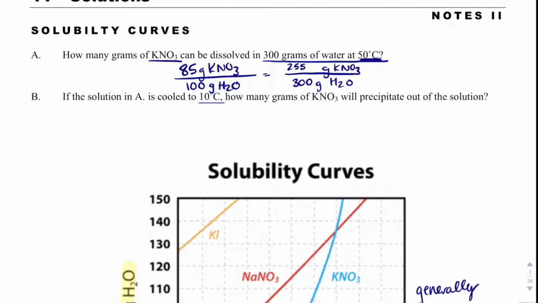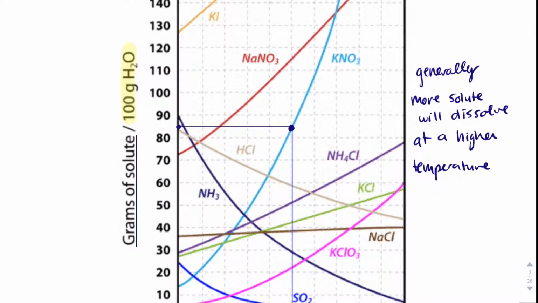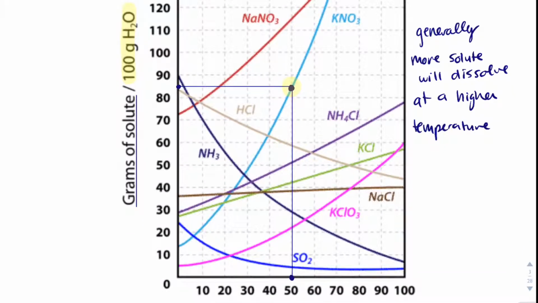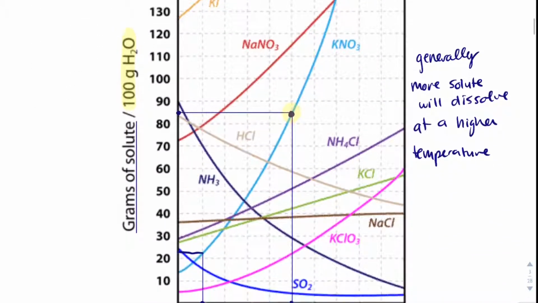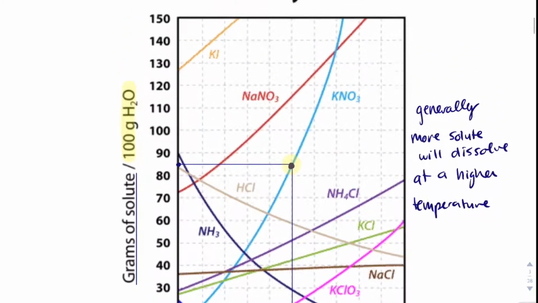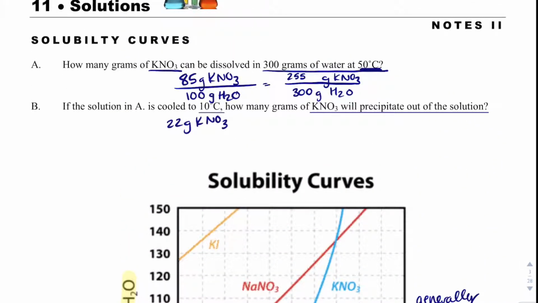Okay, so let's say we take that solution and we cool it to 10 degrees Celsius. It wants to know how many grams of potassium nitrate will precipitate out of the solution. What that means is that at the level we were at, we had 85 grams that could dissolve, and we're going to go all the way down to 10 degrees Celsius. So maybe I'm going to just estimate that, maybe about 22 grams of potassium nitrate. And am I reading this right? Yes, 22 grams of potassium nitrate can dissolve in 100 grams of water.